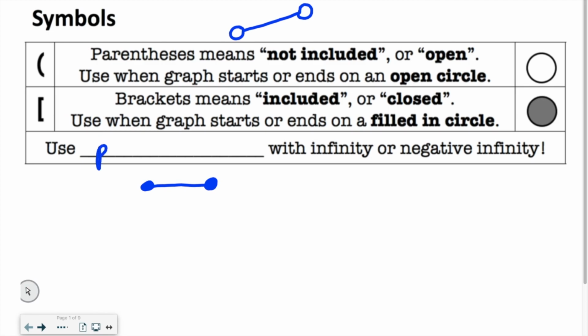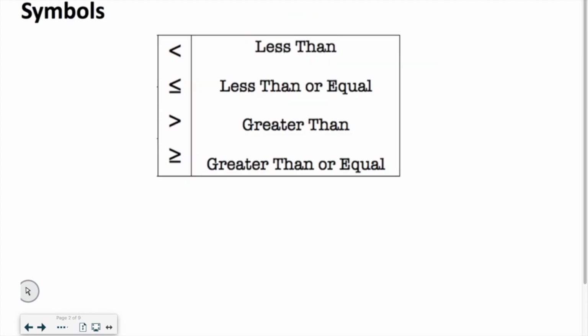So you're going to use parentheses with infinity or negative infinity as well. Then you've got a couple other symbols that you'll probably recognize. First one is less than, then less than or equal to, greater than, and greater than or equal to. So this less than you can see is kind of like a tipped L. If you take this L and you tip it a little bit, it looks like a less than sign. So that's why you can remember that L is the less than.